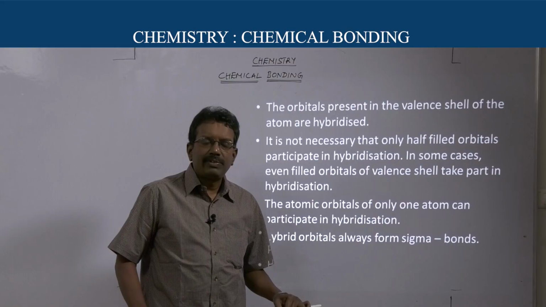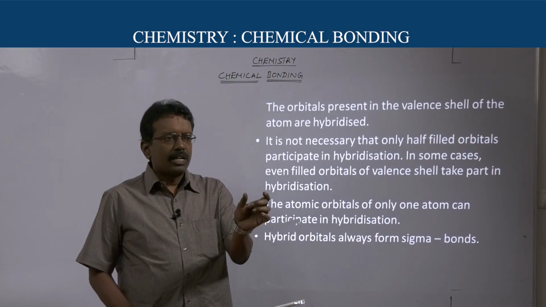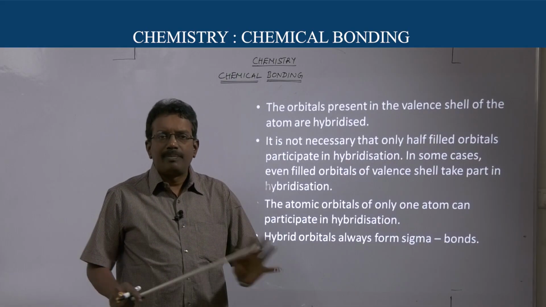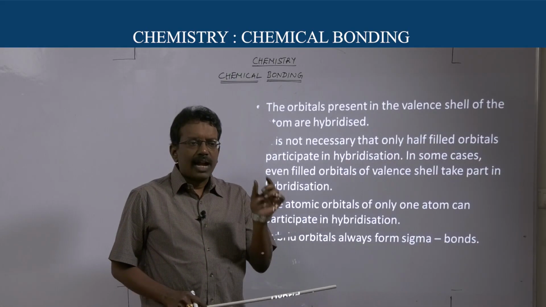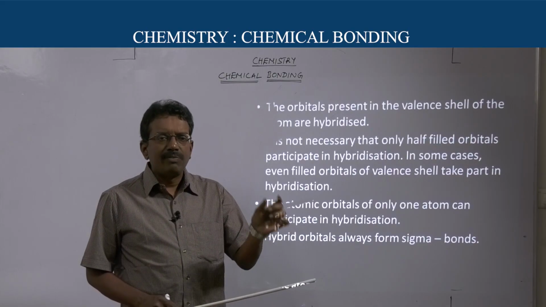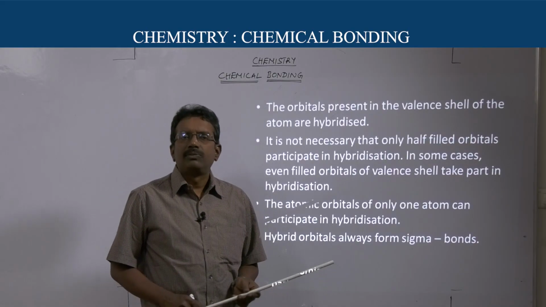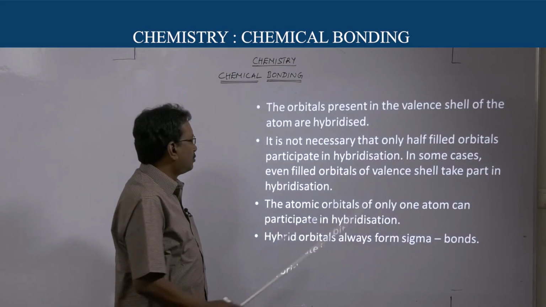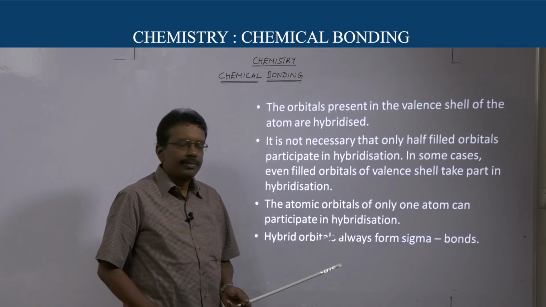Next, ఇంకో ముఖ్యమైన విషయం ఏంటంటే ఒక ఆటంలో ఉన్నటువంటి ఆర్బిటాల్స్ వేరే ఆటంలో ఉన్నటువంటి ఆర్బిటాల్తో హైబ్రిడైజ్ అవ్వవు. అంటే ఒక ఆటంలో ఉన్నటువంటి వాలెన్సీ షెల్లో ఏవైతే ఆర్బిటాల్స్ ఉంటాయో అవి మాత్రమే హైబ్రిడైజేషన్ ఇన్వాల్వ్ అవుతాయి. As given here, the atomic orbitals of only one atom can participate in hybridization.